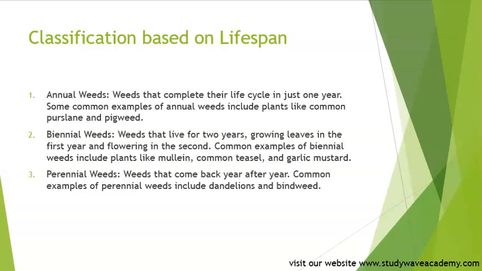Third, we have perennial weeds, weeds that come back year after year. Common examples of perennial weeds include dandelions and bindweed. Perennial weeds are like the long distance runners of the plant world. These are plants that live for many years and they keep coming back year after year. Unlike annual and biennial weeds that complete their life cycle in just 1 or 2 years, perennial weeds have a more extended life. They have strong root systems or underground structures that allow them to survive through different seasons. You can find them in gardens and fields, where they keep coming back even if you remove them.